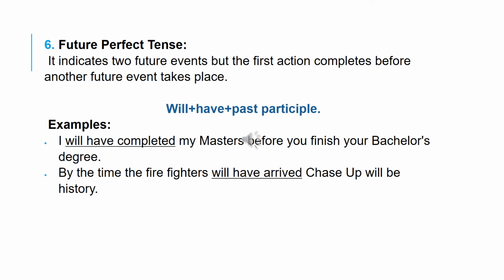By the time the firefighters will have arrived, Chase Up will be history. So here in Pakistan, Chase Up is a store that caught fire, and so we have used an event that actually took place in the present time, so that the students can actually understand how the tenses are used, keeping in mind real life.